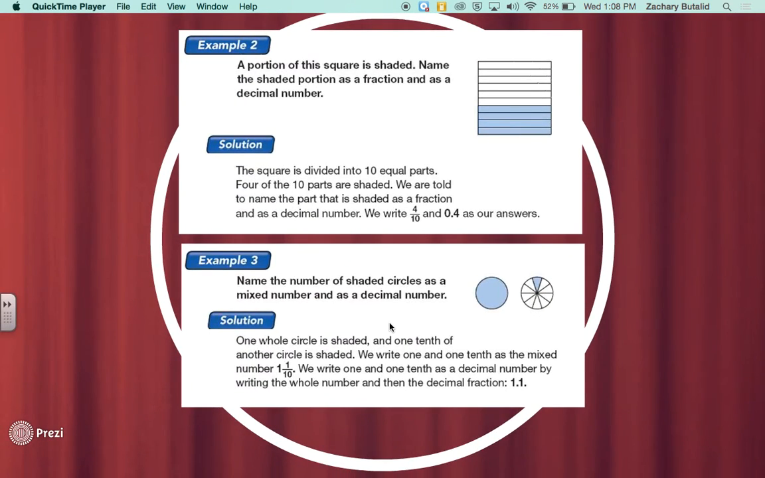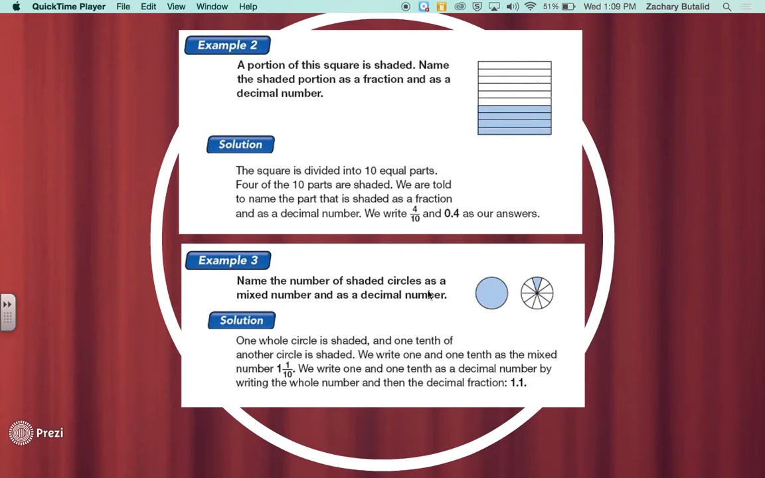Example number 2, a portion of the square is shaded, and we're going to name the shaded portion as a fraction and as a decimal number. We're going to look at this square box and count up the number: 1, 2, 3, 4, 5, 6, 7, 8, 9, 10. So this is going to be out of 10. That's our fraction, and our shaded portion is 4 bars, 1, 2, 3, 4. So our fraction is 4 over 10, which is also known as 4/10. Therefore our decimal would be 0.4 because the 4 is in the tenth spot. Remember, you do need the decimal point at this point.